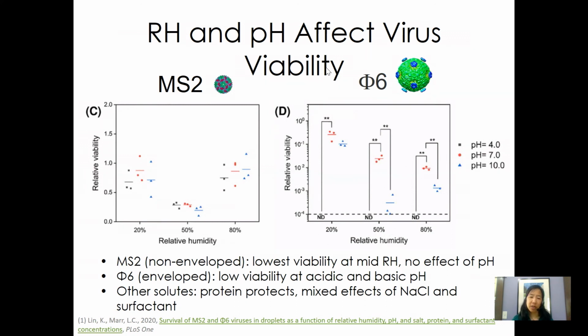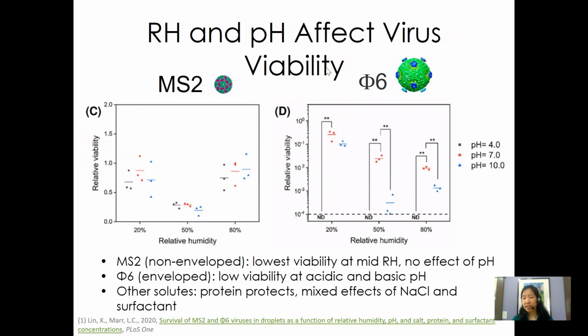And for MS2, you can see that we see that kind of classic dip in viability at the mid-range humidity, but there's really not any kind of pH dependence. With the enveloped virus, however, we do see a strong pH dependence and some RH dependence, but where either at pH of 4 or pH of 10, we have greatly reduced viability.